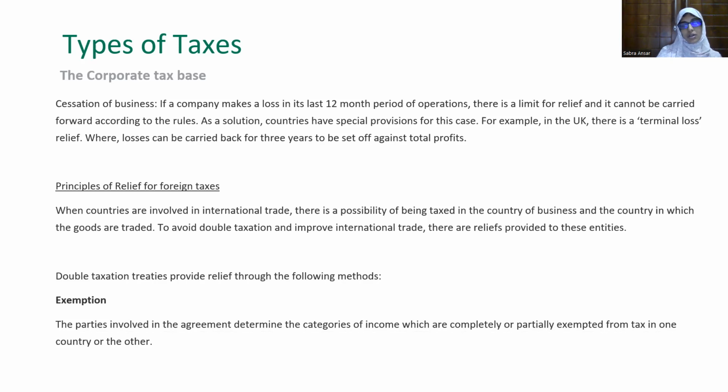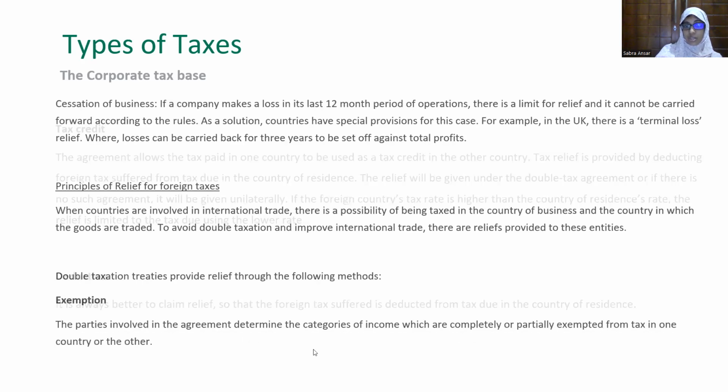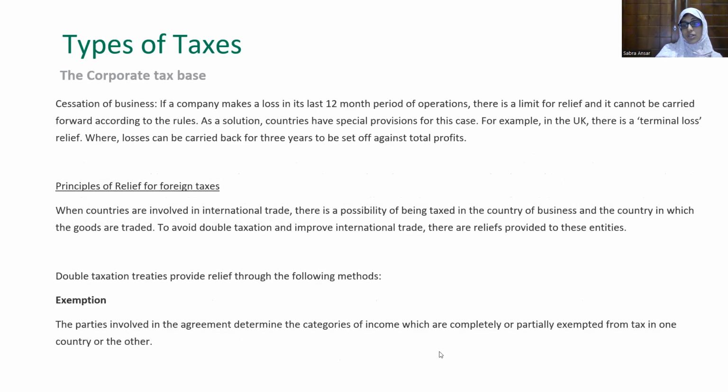One is where exemptions are provided. Then there are things such as tax credit. Then there is something called deduction as well. So first we will be talking about the exemption.